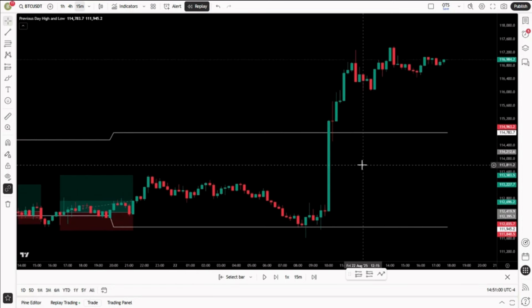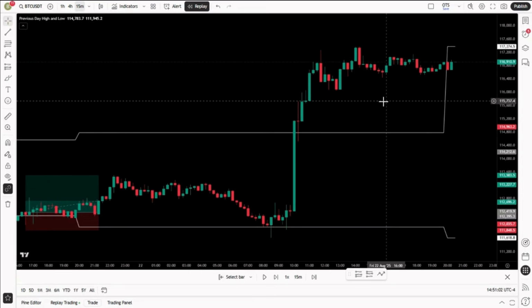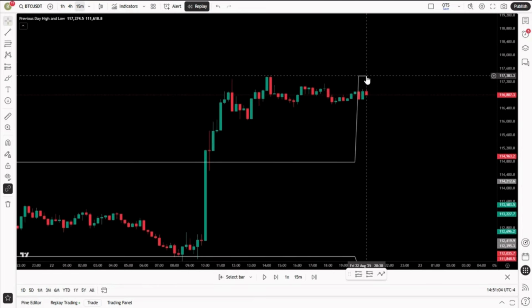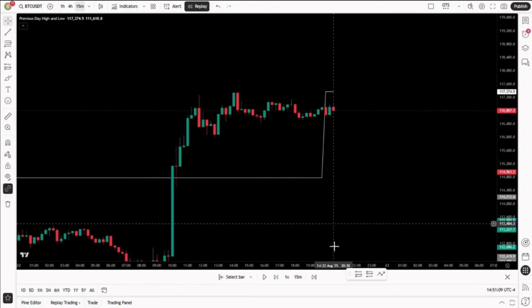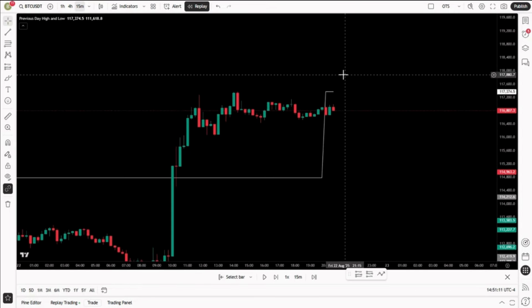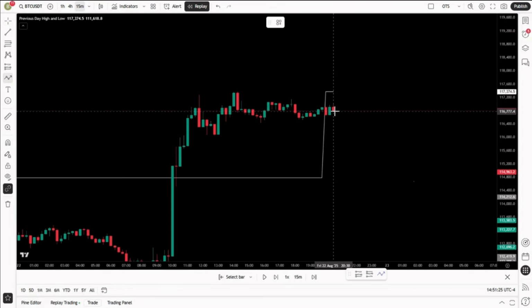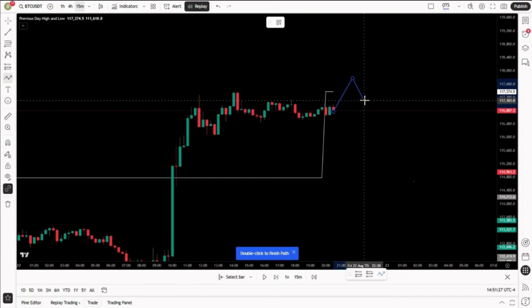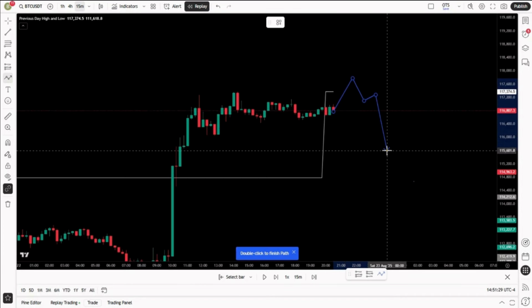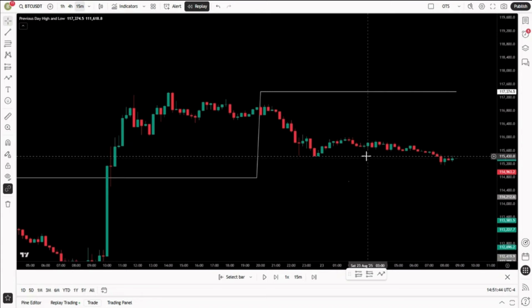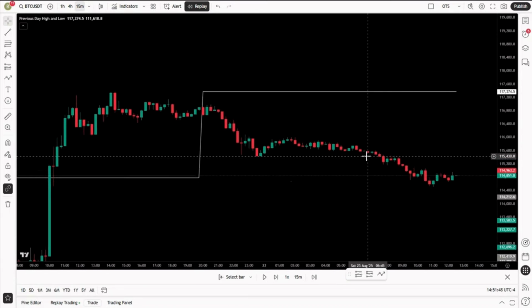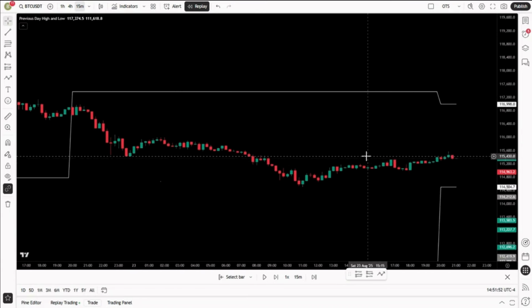There was no valid setup for the day. For now, this is our previous day's high and this is our previous day's low. For now, we are waiting for the price to take out the previous day's high and then close a 15-minute candle back inside the range. Once that happens, we can enter a short position. There was no valid setup for the day.